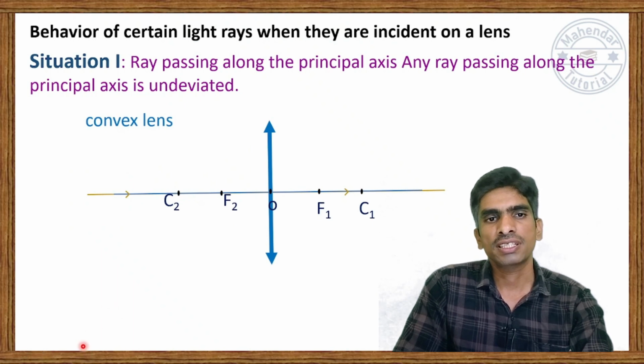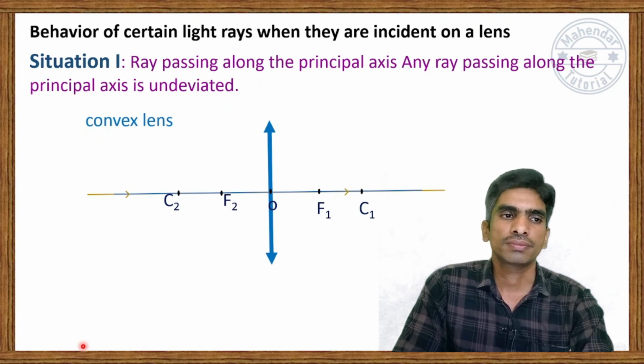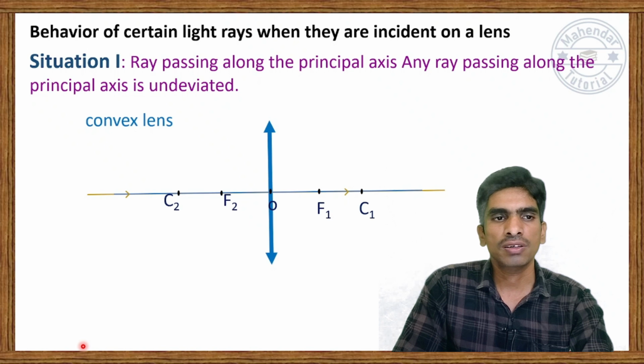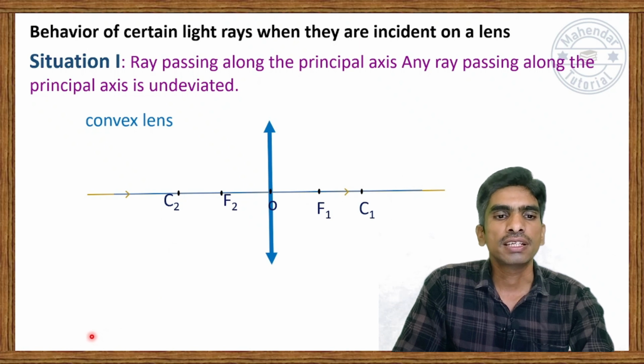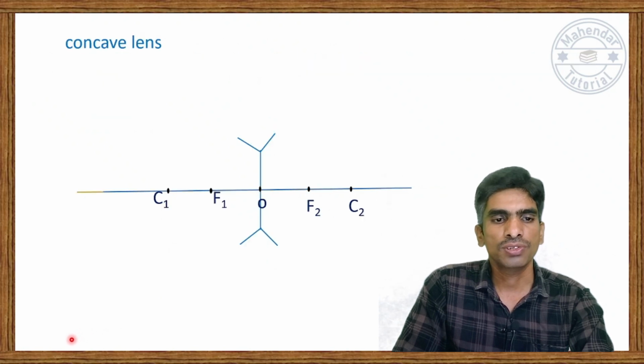Now, behavior of certain light rays when they are incident on a lens. Situation 1. Ray passing along the principal axis. Any ray passing along the principal axis is undeviated. Here it is a biconvex lens. The ray which is passing along the principal axis does not change its direction, it goes straight. Here also the same, the ray is passing along the principal axis, but it is a concave lens. The refracted ray will not deviate, it goes in a straight path.